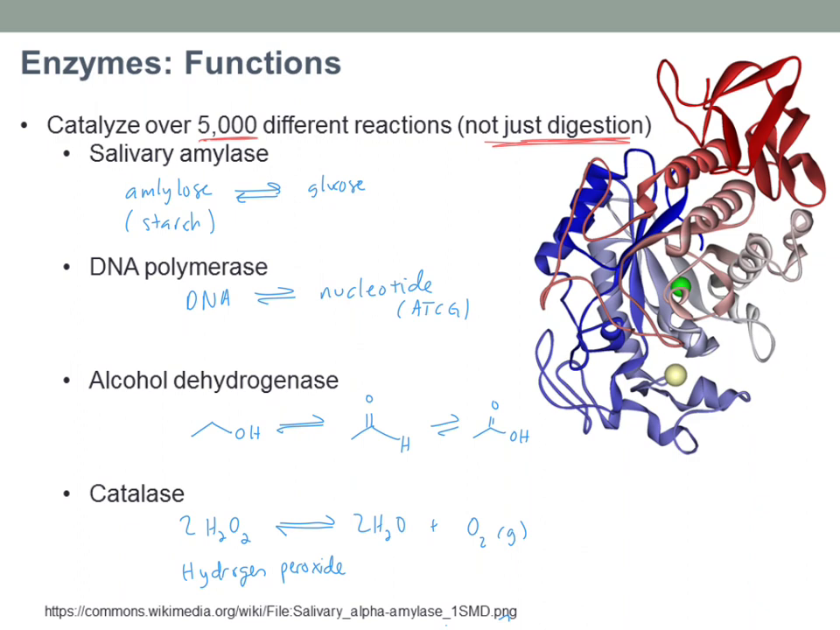One thing I wanted to point out here, right, is you'll notice at the end of all of these names, they all end in ase, right? So we have salivary amylase, DNA polymerase, alcohol dehydrogenase, and catalase. Most enzymes, not all, but most enzymes tend to end in ase. So I'll put a little note here. Enzyme names tend to end in ase. I'll talk about an enzyme here in a second called pepsin, for example, which doesn't end in ase. But again, most of them do.